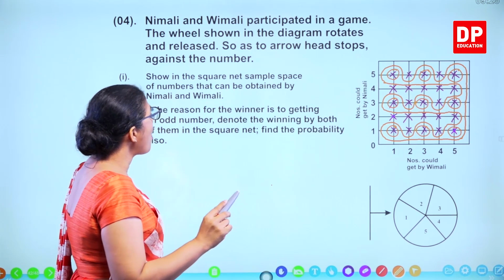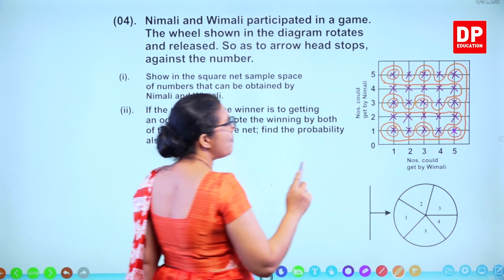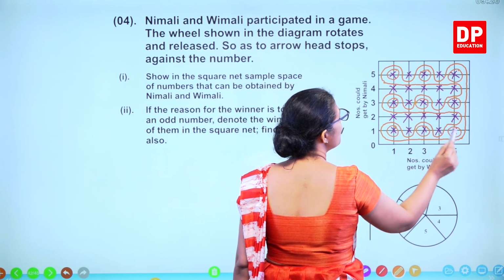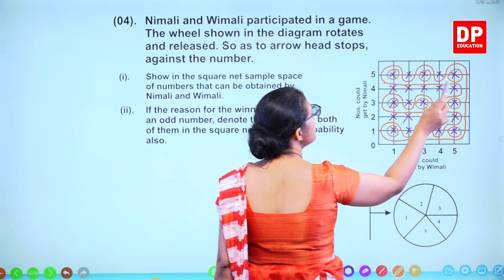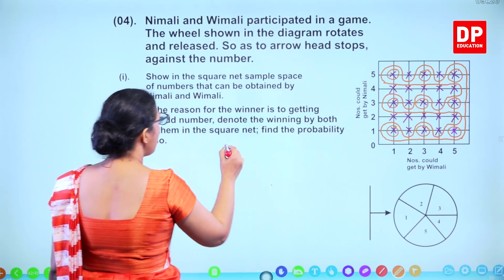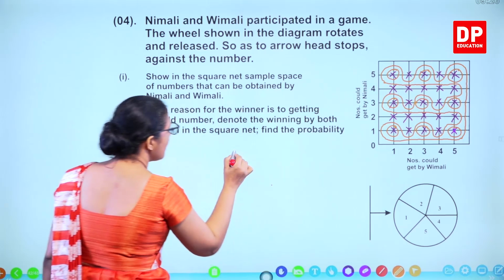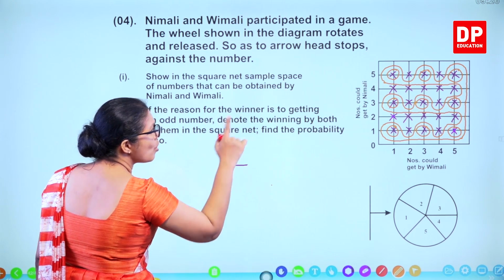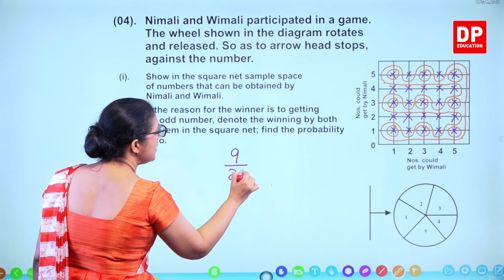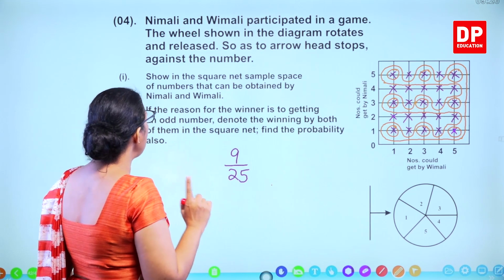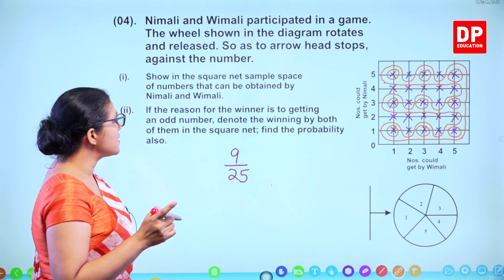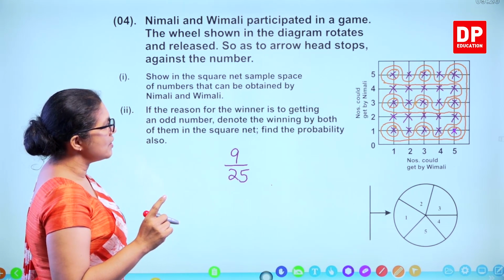And what's the probability? How many possibilities are there? 1, 2, 3, 4, 5, 6, 7, 8, 9. 9 possibilities out of 25. So the probability of both winning, getting odd numbers, is 9 over 25.